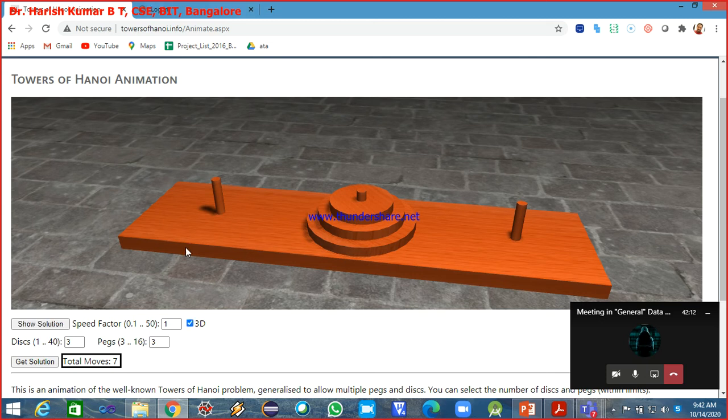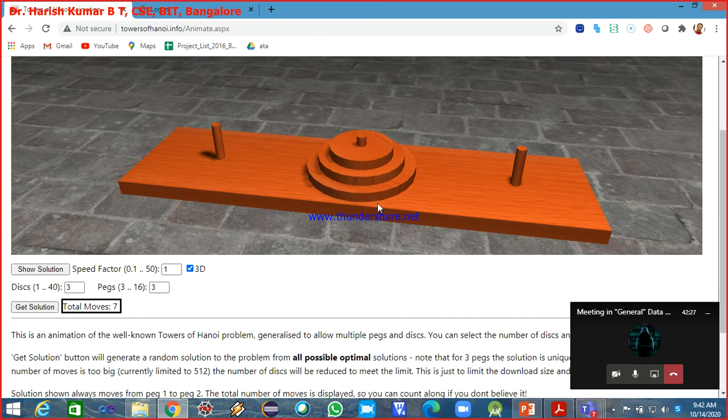Okay, now I want you to take a pen. Number this smaller disk as 1 or A, whichever is convenient to you, this as 2, and the bigger disk as 3. 1, 2, 3. Let us all follow the same thing.